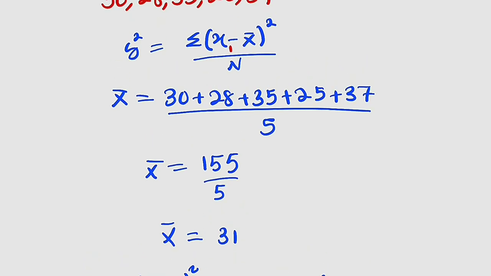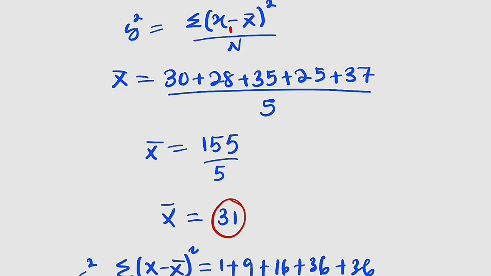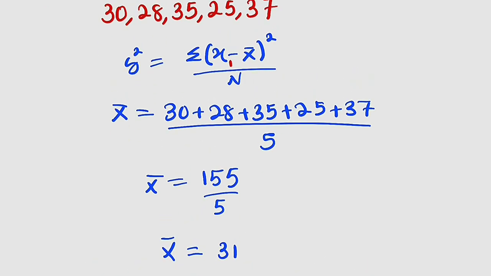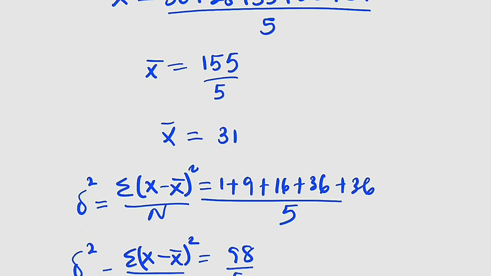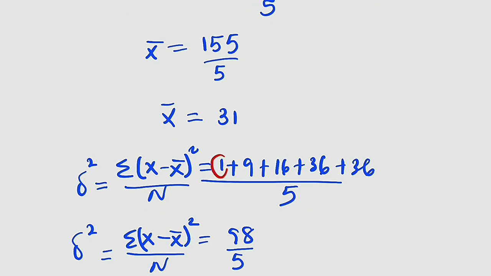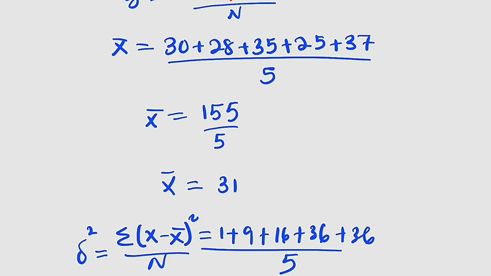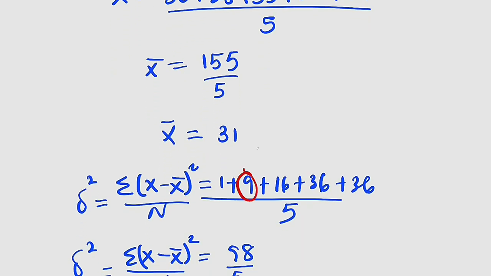So we take every single entry or value, which is 30, that is the first one. We subtract the mean, that is x minus x bar, then we square. You should know that 30 minus 31 is -1. And once you square that, you're going to get 1. Then you take the second value, which is 28. Then 28 minus 31 will give us -3. And -3 squared is 9.